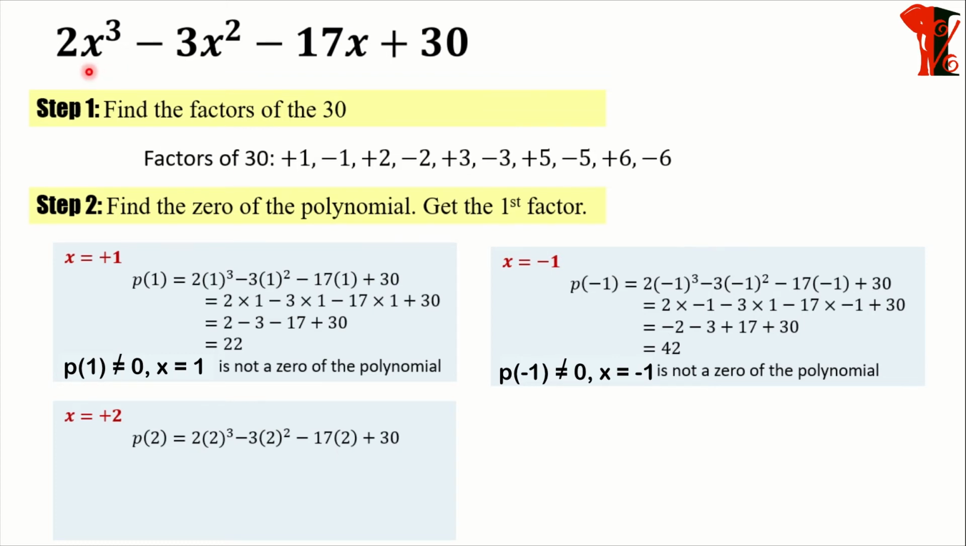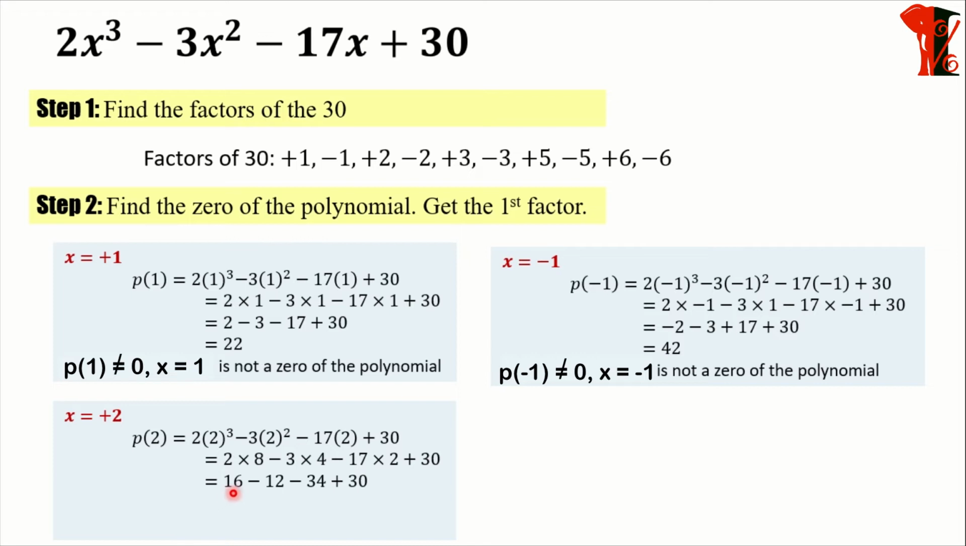X cube became 2 cube, x square becomes 2 square, x becomes 2, right? Then simplified, 2 cube means I am multiplying 2 into 2 into 2, that gives you 8. 2 square will give you 4, 2 as it is. So further simplification I will get 16 minus 12 minus 34 plus 30.